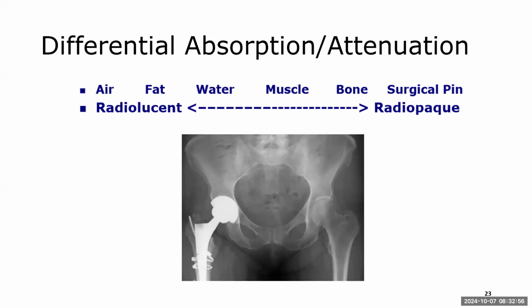Bone would be the next, right before the surgical pin. Again, those really bright areas, especially around the rims of the bones, you can see right here. Those are areas along the edges where photons are not making it through because of the atomic number of the bone.